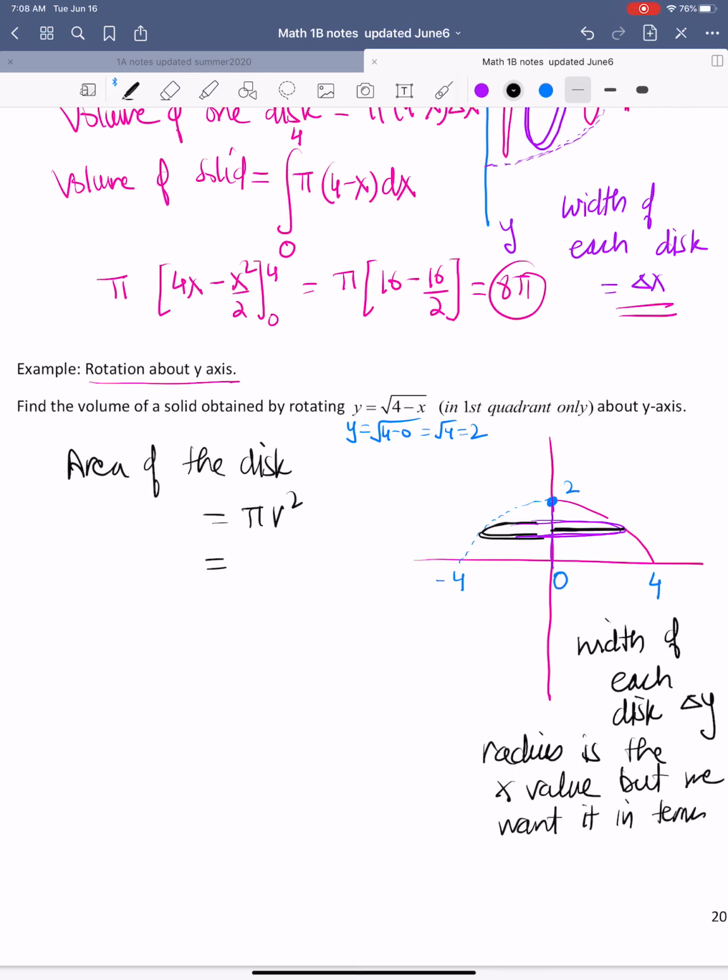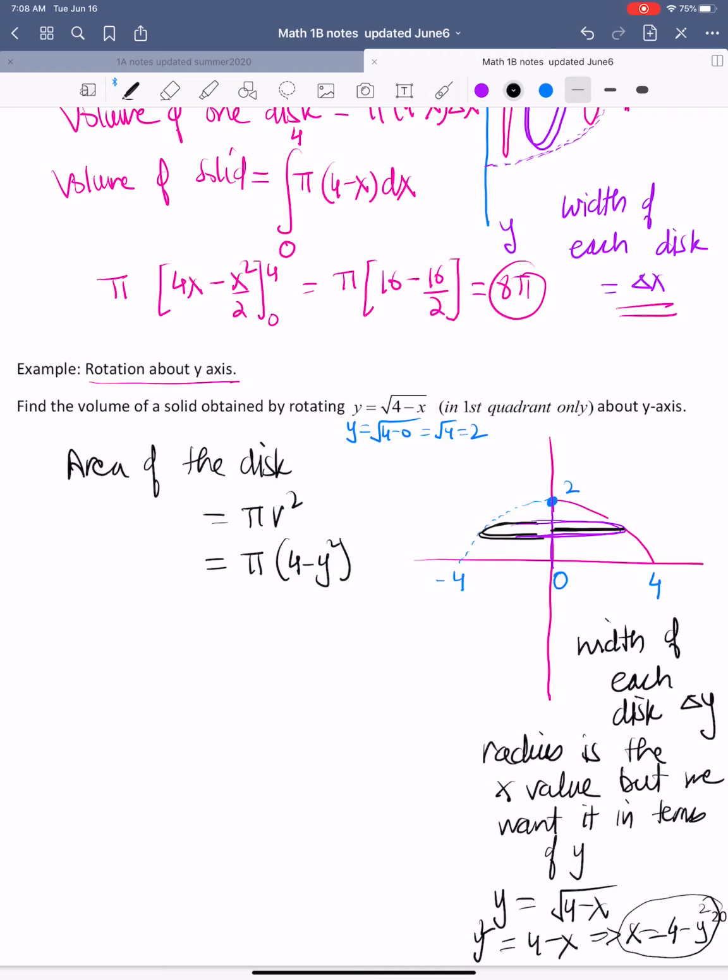So what I'm going to do is solve that given curve for the x value in terms of y. I'm going to square both sides. And then I can say x is equal to 4 minus y squared. That is my radius here. So the area of one disk comes out to be pi r squared, where 4 minus y squared is the radius.